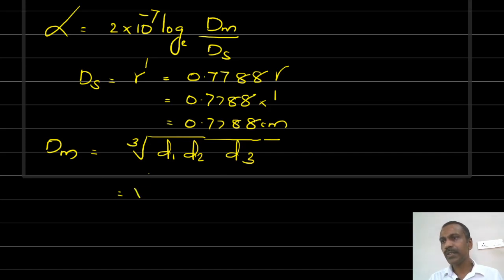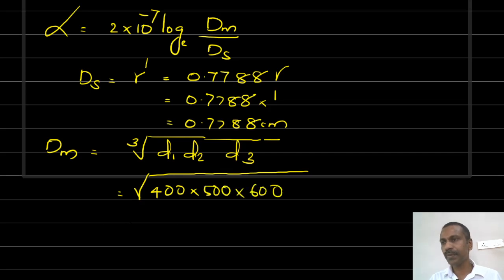So in our case, this is the mutual distance among the phases. The distances are 400 centimeter, then 500 centimeter and 600 centimeter. And this will be 493.24 centimeter. If you put Dm in centimeter, Ds should also be in centimeter. So both the distances should be in same unit.